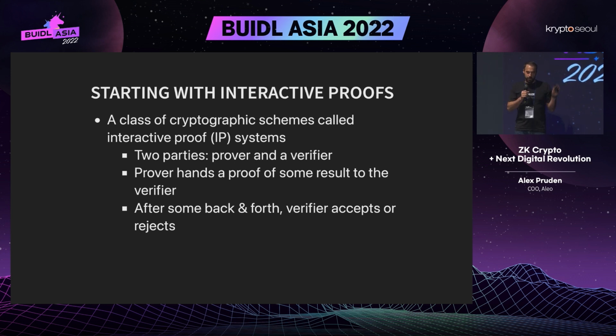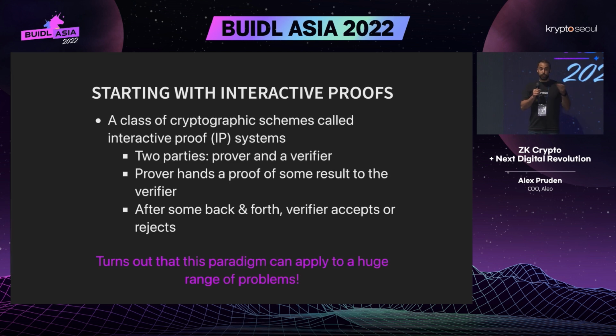This is a class in complexity theory. I basically just described the idea where you have two parties, a prover and a verifier. The prover hands a proof of some result to the verifier, and after some back and forth, the verifier accepts or rejects. On its face, it seems like a toy problem that wouldn't have any applicability to anything that we'd care about. But it turns out that this paradigm can apply to a huge range of problems that we do care about.